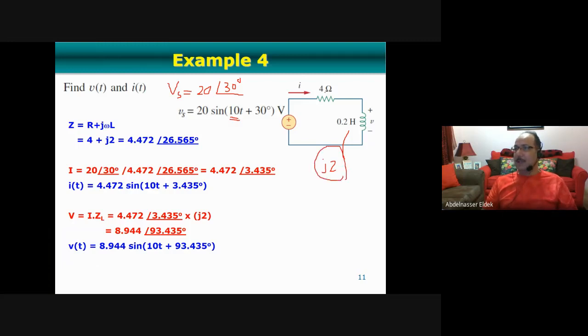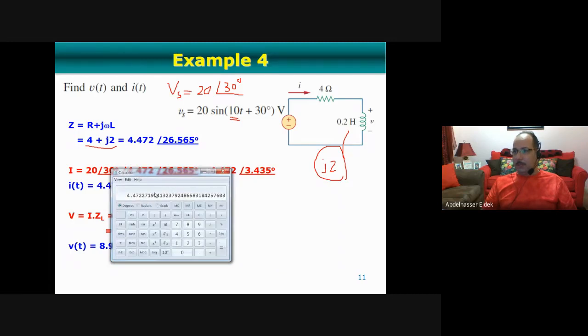Then, of course, the total impedance is 4 plus j2. You can convert this to polar form using the calculator. So it will be 4 squared plus 2 squared, to the power of 0.5, which is the square root: 4.472. And the angle is inverse tan of 2 divided by 4, which is half. Equal 26.565. So this is the impedance.